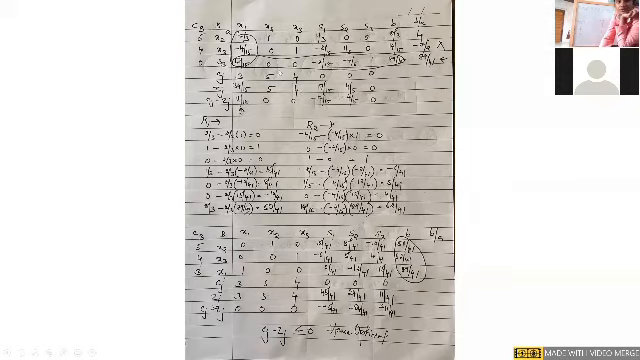So 5 into 1 by 3 plus 4 into minus 2 by 15 gives us 17 by 15. Plus 0 into... okay. So 5 into 0 plus 4 into 1 by 5 plus 0 into minus 4 by 5 gives us 4 by 5. So 5 into 0 plus 4 into 0 plus 0 into 1 gives us 0.